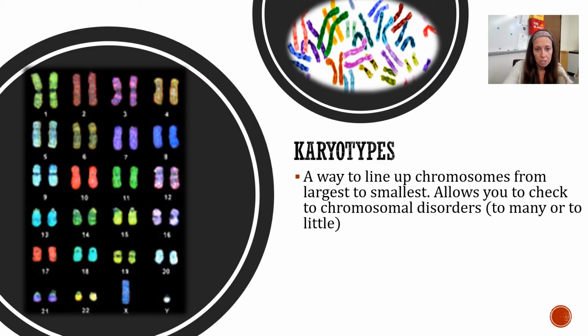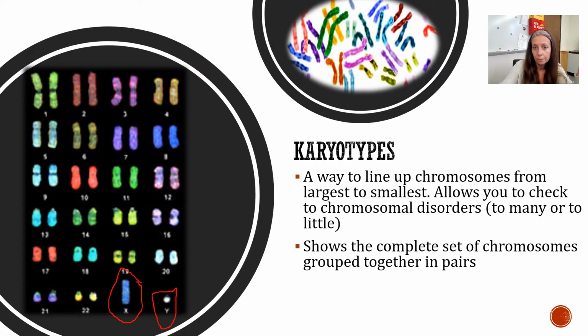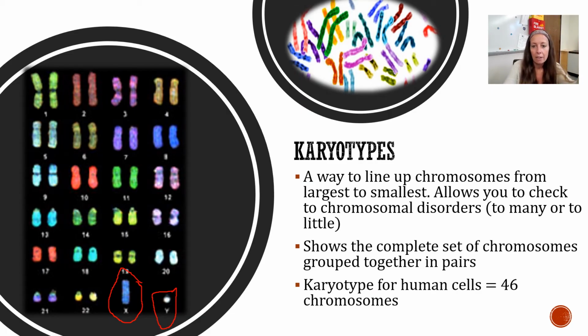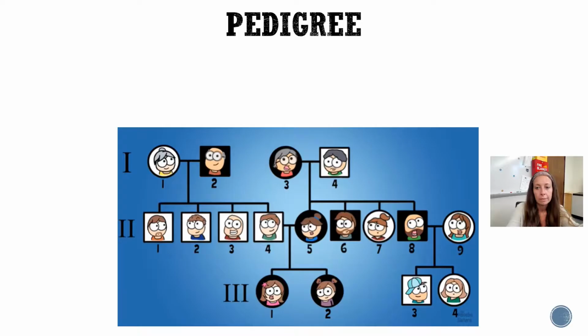Right, so let me circle those for you. These ones, we have an X right here, and then next to it we have the smaller Y, right? So it just shows that the chromosomes are grouped together in pairs. We can see that there's no extras. A karyotype is going to show all of the chromosomes for a human, so what chromosomes are in one of the cells.